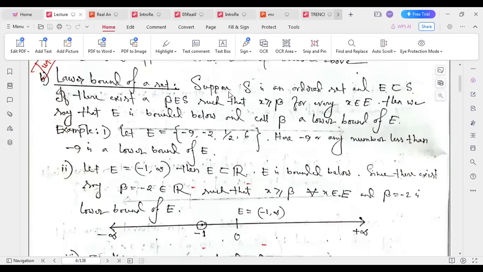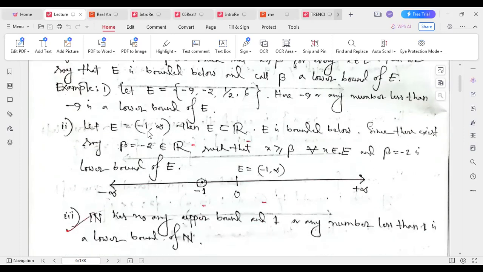Lower bound of a set. Suppose S is an ordered set and E is a subset of S. If there exists a beta belonging to S such that x is greater than or equal to beta for every x belonging to E, then we say that E is bounded below and call beta a lower bound of E. For example, E equals -9, -2, half, and 6. From this set, -9 is the number which is less than the other elements of E. So -9 is a lower bound.